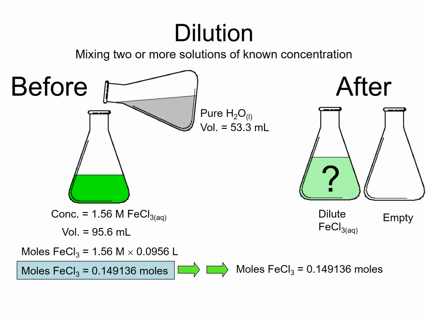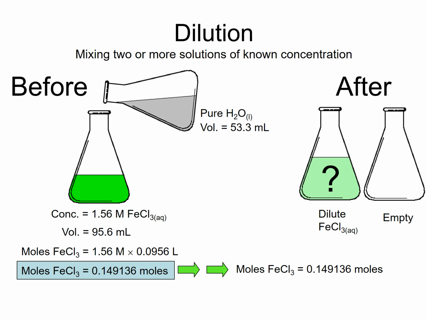Okay, now that I know the moles of iron chloride, same as what I had to begin with, I need to think about the definition for molar concentration. And going back in my head to that definition, it's moles divided by what? By liters of solution. So I need to know how many liters of solution I'll have once the two solutions have been combined.